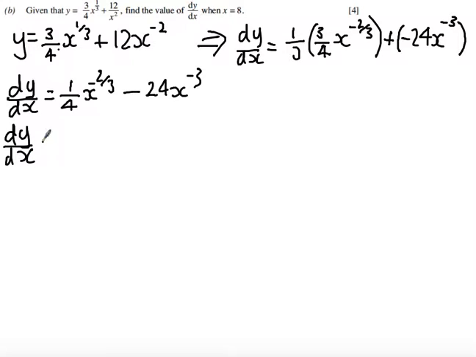So I get dy by dx, minus 2/3, so this is going to be a reciprocal. 2/3 means x squared, and it's going to be the cube root of x squared. It doesn't matter which way around we do this, cube root of x squared. Minus 24, and it's a reciprocal, and this one's a little bit simpler. x to the minus 3 is the reciprocal of x cubed.